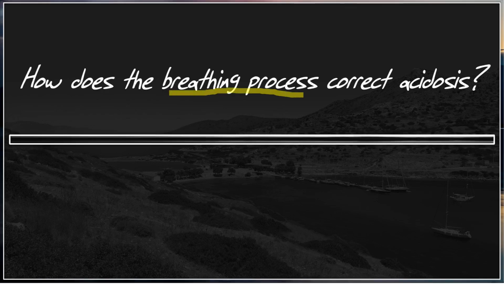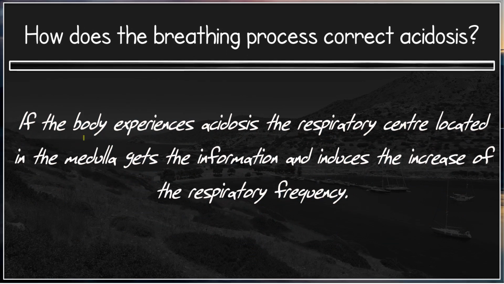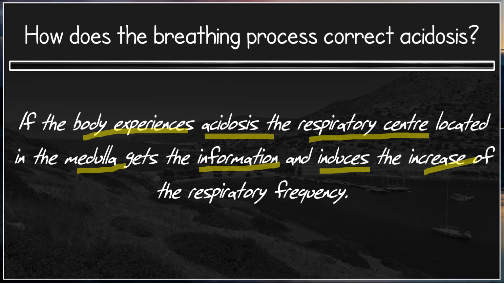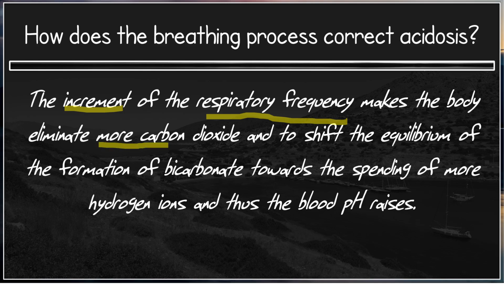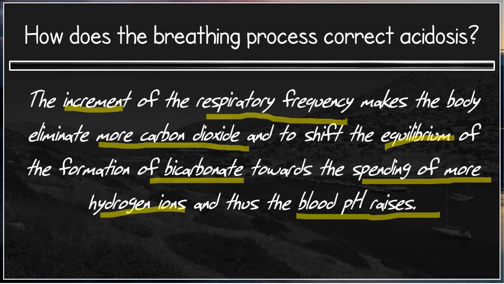How does the breathing process correct acidosis? If the body experiences acidosis, the respiratory center located in the medulla gets the information and induces an increase in the respiratory frequency. The increase makes the body eliminate more carbon dioxide, shifting the equilibrium of the formation of bicarbonate towards the spending of more hydrogen ions, and thus the blood pH rises.